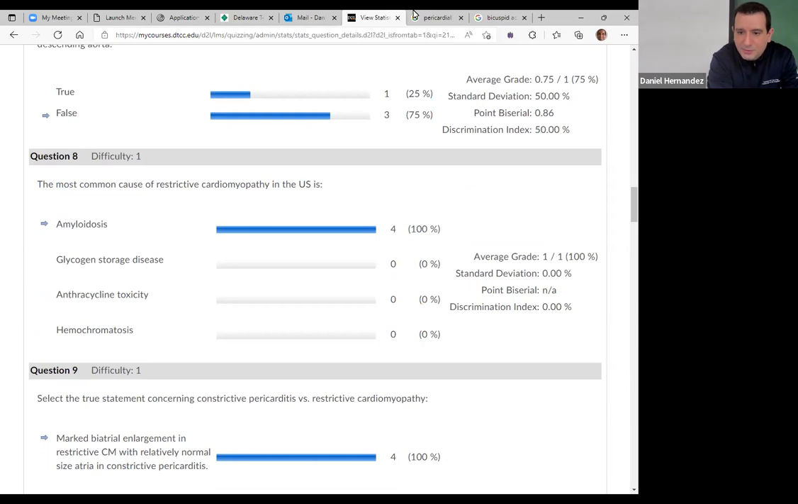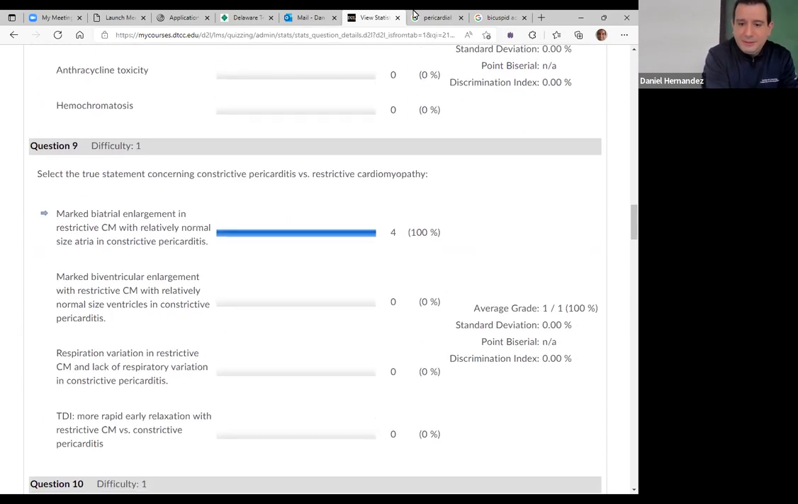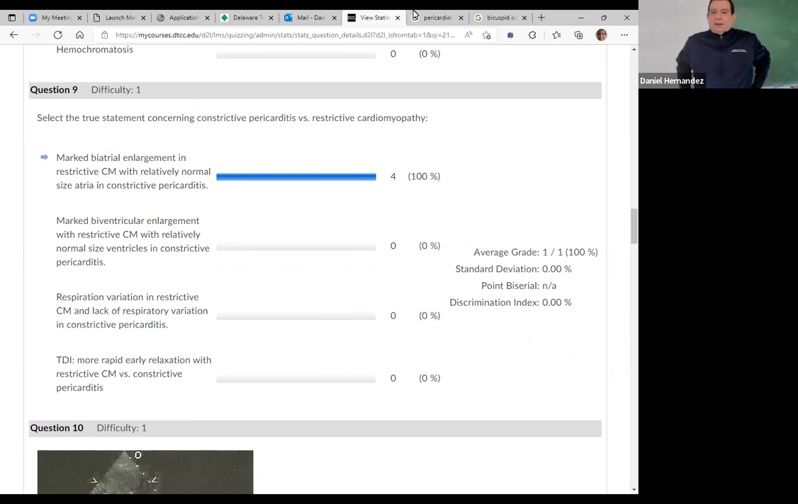A common cause of restrictive cardiomyopathy is amyloidosis. Constrictive pericarditis versus restrictive cardiomyopathy. So again, I want you guys to just be familiar with the differences between the two. They're both considered diseases that affect diastolic function.